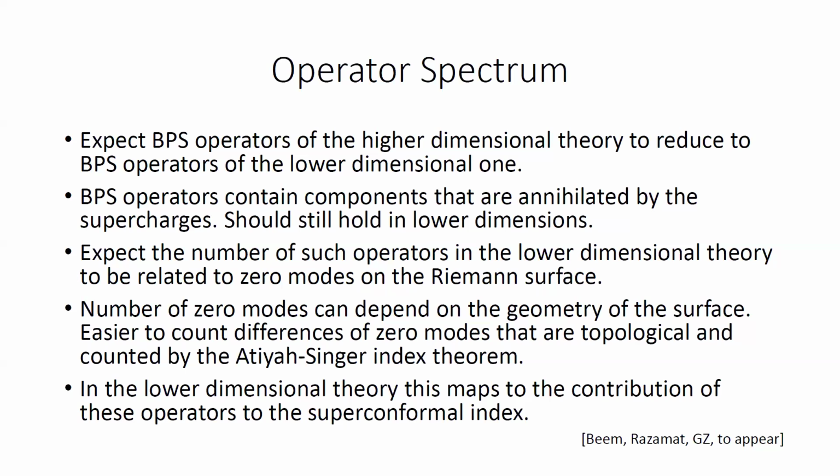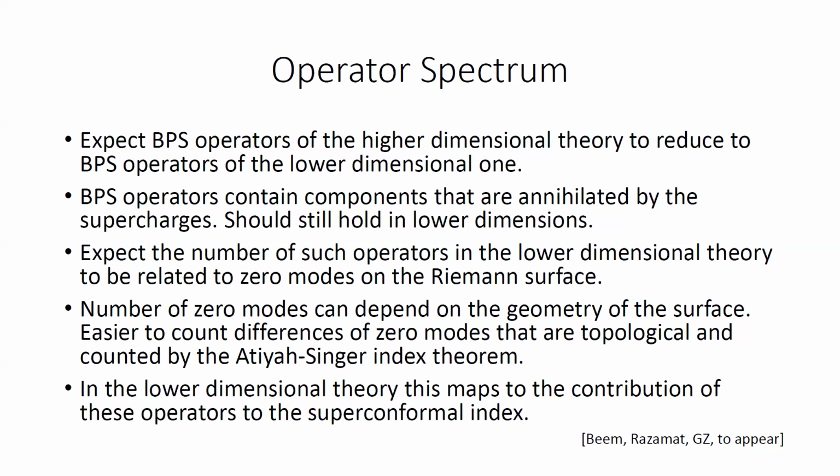Now, however, in practice, this is usually pretty complicated because the number of zero modes of a surface is dependent on the geometry of the surface. It can change continuously under various deformations. However, if you concentrate instead on certain differences between them, then it's possible that they'll be protected. There are certain differences related to the index of operators that are counted by the Atiyah-Singer index theorem, and therefore by the topological properties of the surface. These are then protected and are much easier to count.